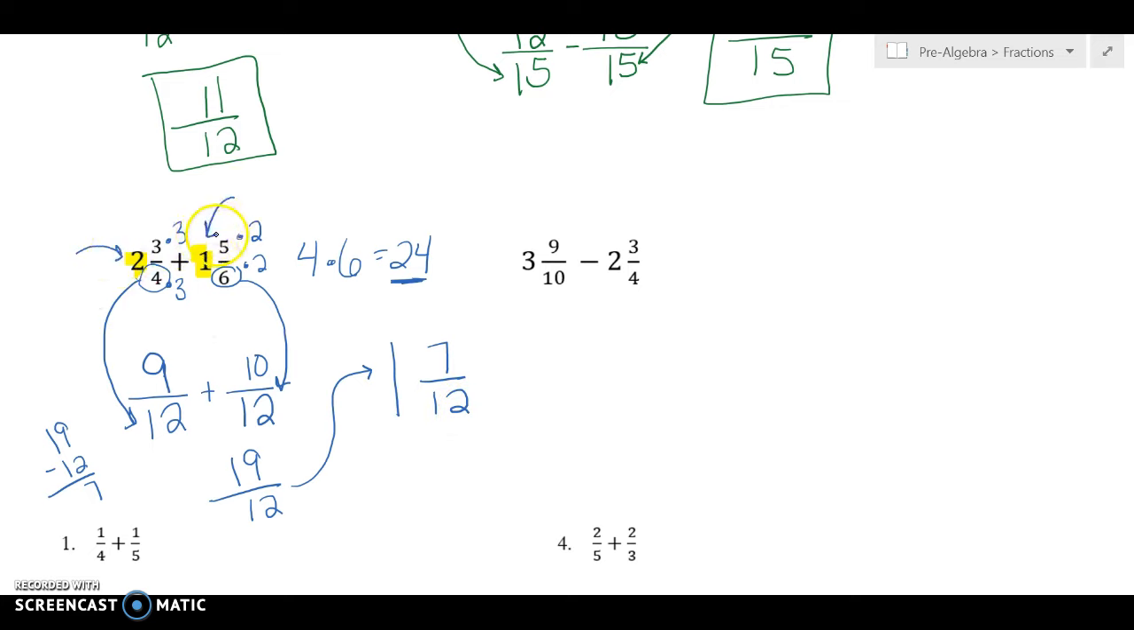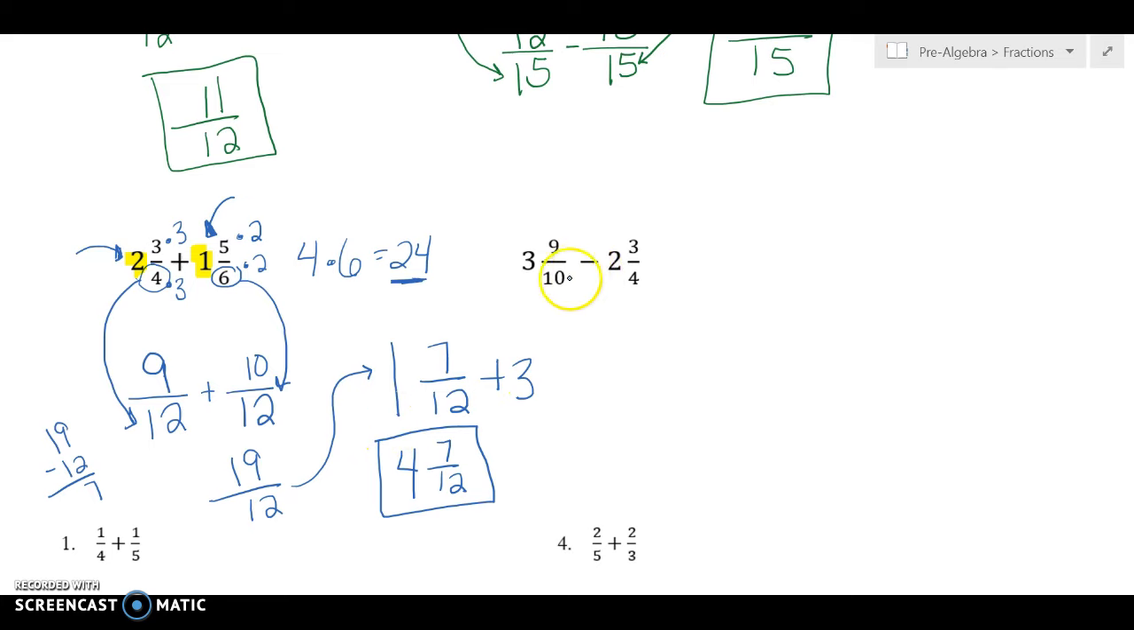Now, I would be done, but do you remember these? We had these whole numbers up front. Now we need to take care of these. So 2 plus 1 is 3. So I need to add 3 here. Well, I add my big numbers. 1 plus 3 is 4. So it's 4 and 7/12. And that's the final answer. And you can't reduce 7/12, so we're done.